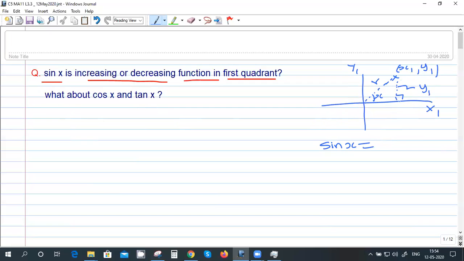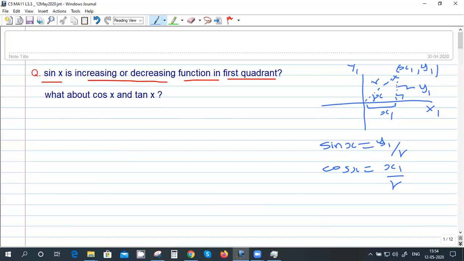From a point, if I drop a perpendicular to the x-axis, this vertical length is y1, and this horizontal length is x1. So from that I get sine x as opposite by hypotenuse, right? Opposite side is y1, and adjacent is, no, r is the hypotenuse. Cos x is x1 by r.